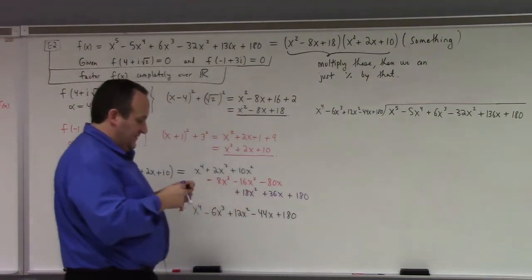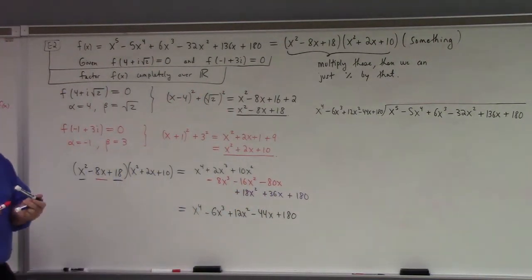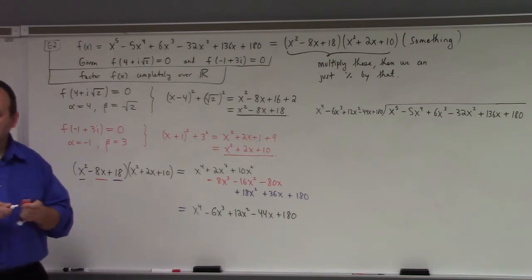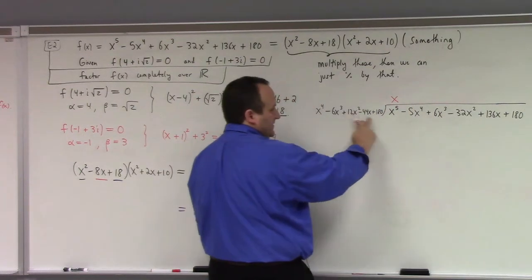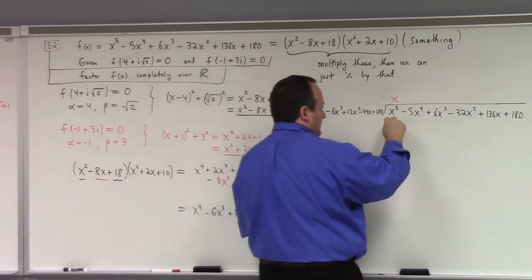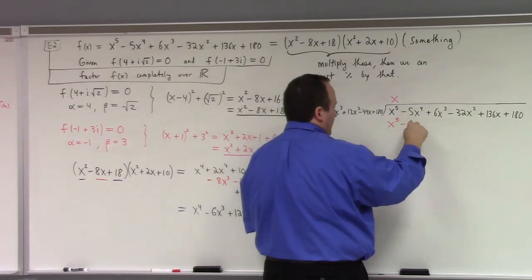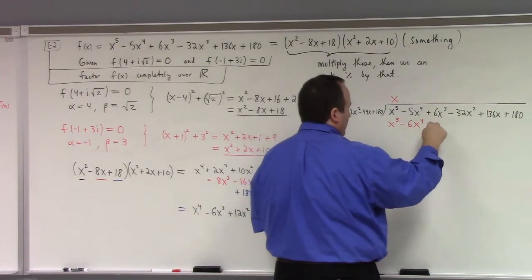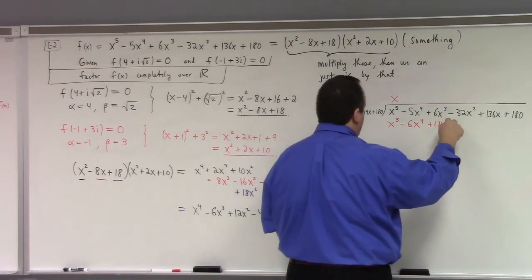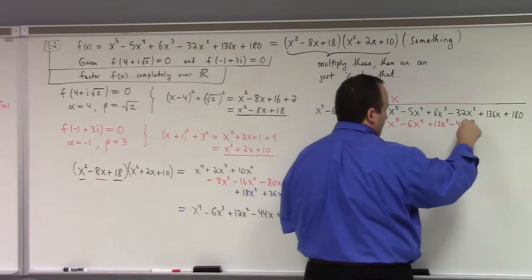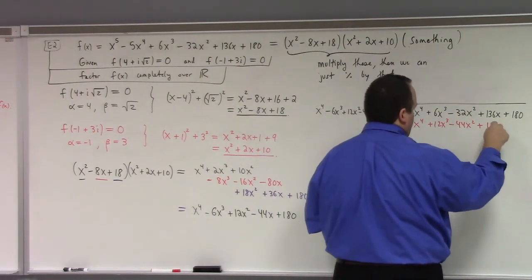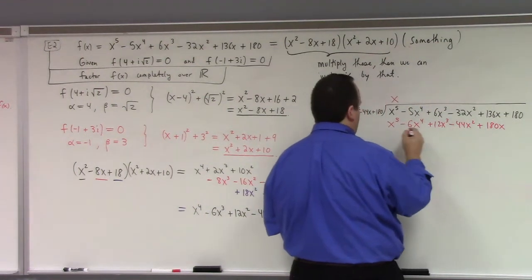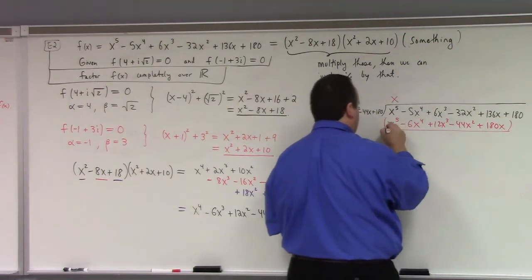So how do you start? How do you get x to the 5th from all that? We just put an x there, right? So you put x here, and then x times this gives you what? It gives you x to the 5th minus 6x to the 4th plus 12x cubed minus 44x squared plus 180x. And then you subtract those. What does it leave us?